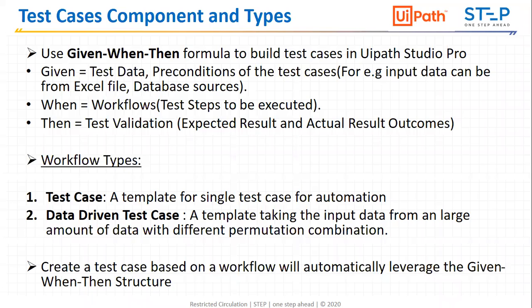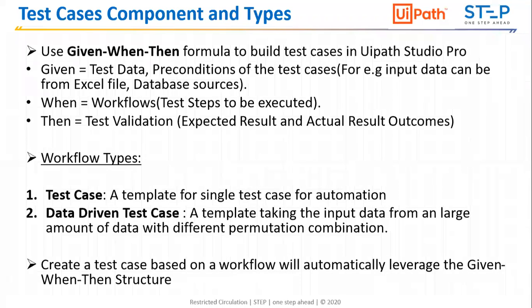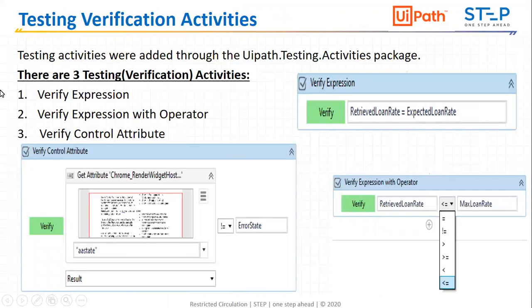After this component, the next part is that we need to use the verification activities. The first verification activity is verify expression, where we need to see what we need to verify, what the actual result is and what the expected result is. We need to compare those. After the comparison, what will happen? We need to give that into the action or a condition. That is where verify expression comes into the picture.